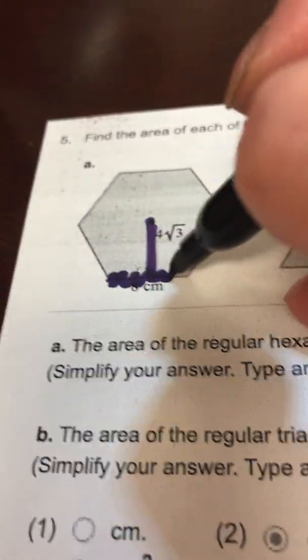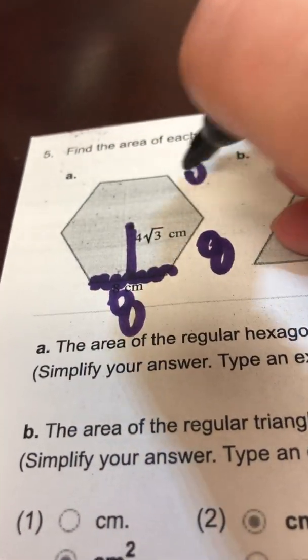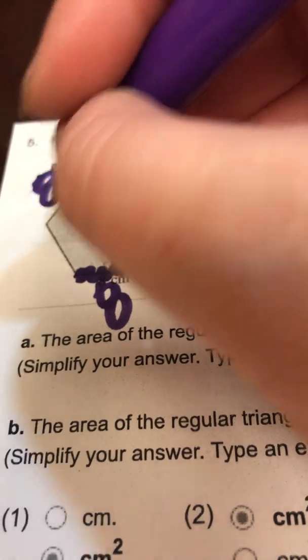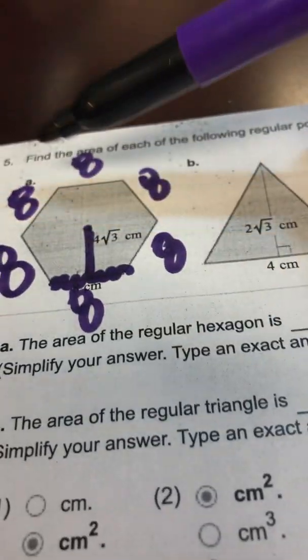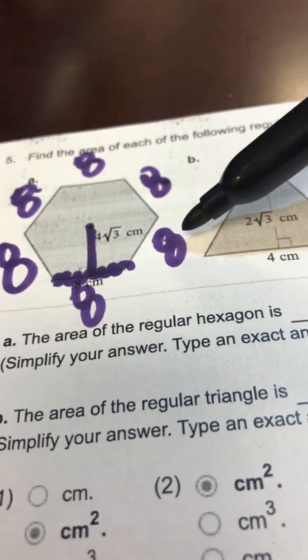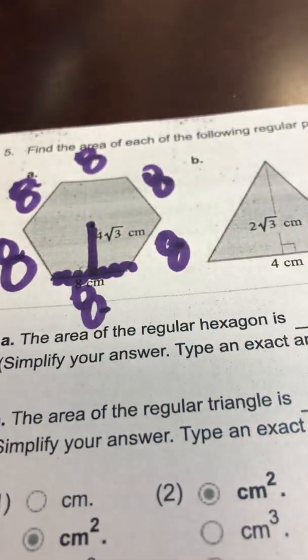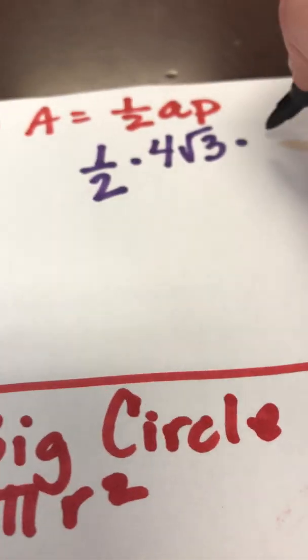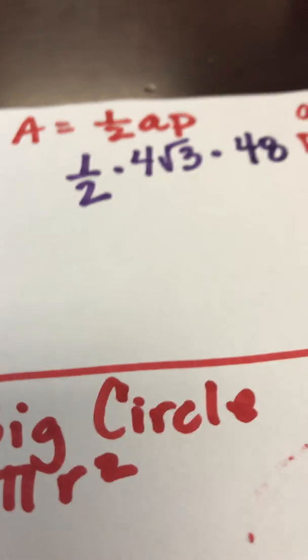This one piece is 8, and then it's 8 all the way around. So perimeter just means add up all the way around. So 8, 16, 24, 32, 40, 48. So that's the P, perimeter, 48.